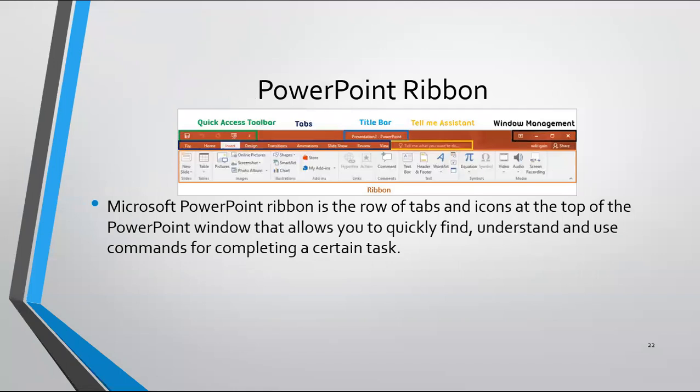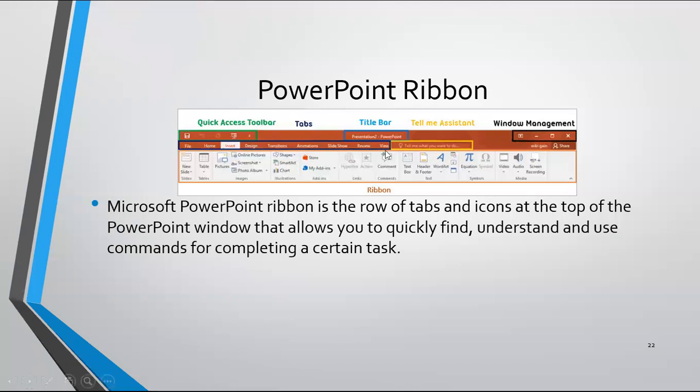Now here, if you consider the PowerPoint ribbon, what you can see here is that the Microsoft PowerPoint ribbon is a row of tabs and icons at the top of the PowerPoint window that allows you to quickly find, understand, and use commands to complete a certain task. Here, this red area you can see, this entire area with tabs, we call the ribbon, right? So that is a ribbon.